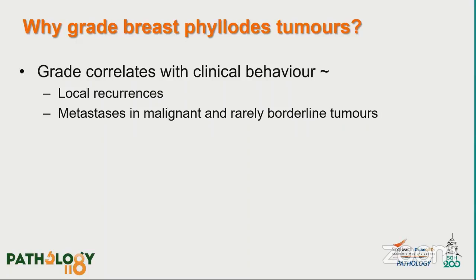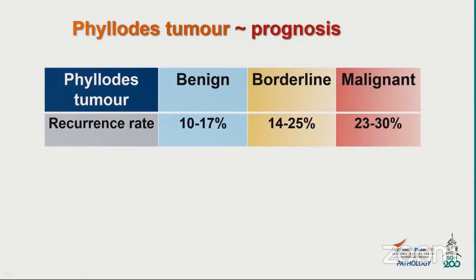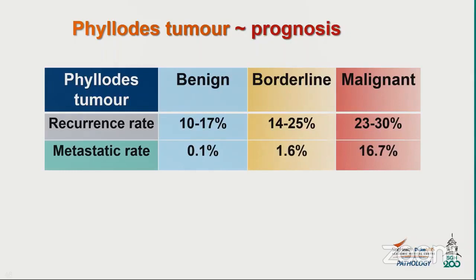So why do we have to grade breast phyllodes tumors? Well, we know that grade correlates with clinical behavior in terms of local recurrences. Metastases occur in malignant and very rarely the borderline tumors. In terms of the recurrence rates, these are figures from a study that we did some time ago. Benign tumors recur in 10 to 17% of cases, borderline tumors 14 to 25%, and malignant tumors up to 30%. In comparison, metastatic rates are listed here.